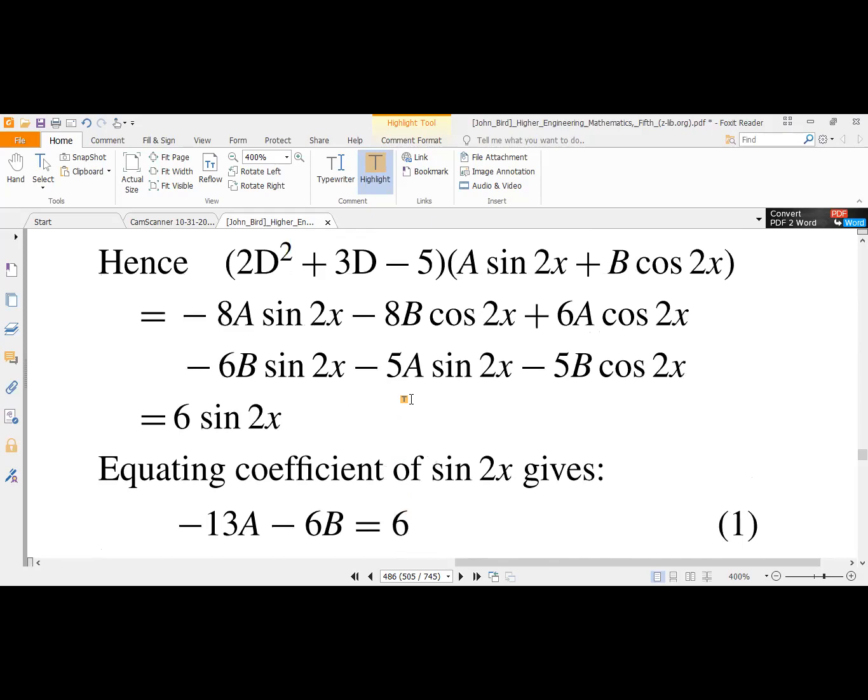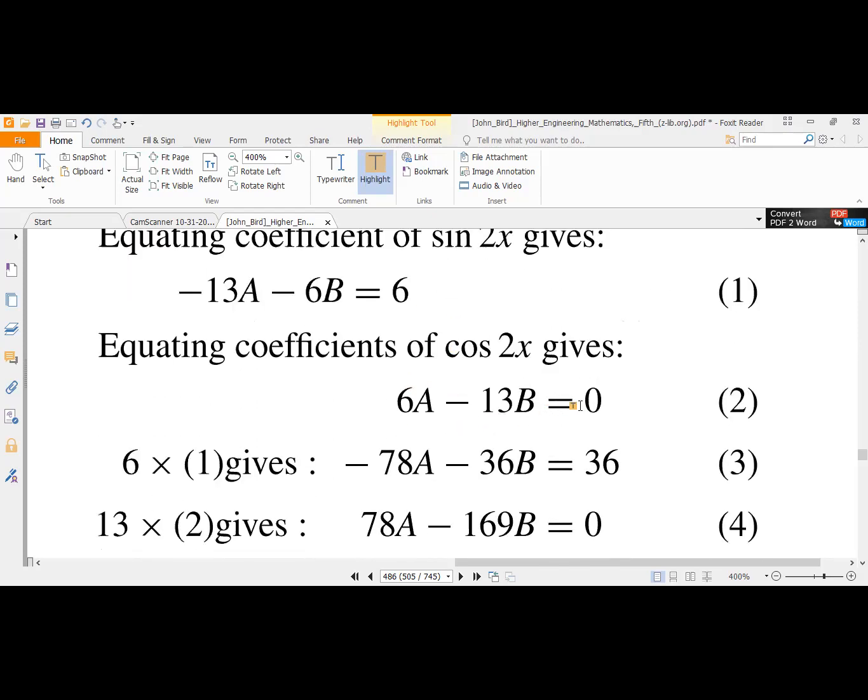Let's go back again and pick b and cos 2x. Look at this one again. I'll pick this, it is b: 8, minus 8b cos 2x. Then look at another one again: minus 5b cos 2x. So what is minus 8b minus 5b? That will give me minus 13b. So that's how we obtain this.